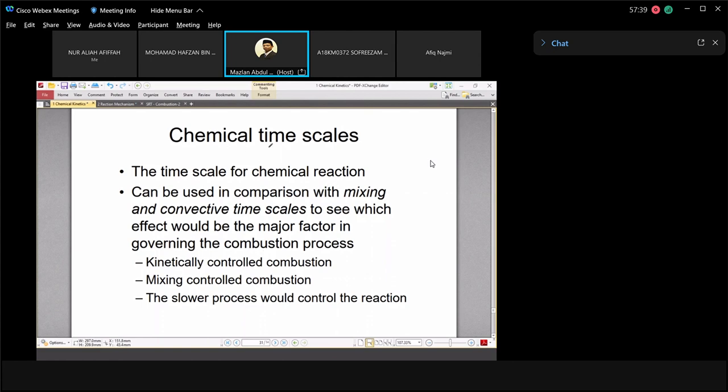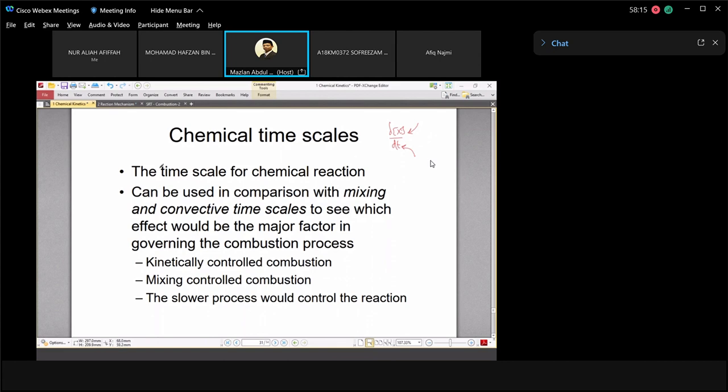Chemical time scale. There are two: one is in terms of concentration, the other one is time, because you see this d of concentration, let's say X, over dt. This is concentration, this is time. So far we always talk about steady state, meaning time is not important. But actually time is important, right? It is a time scale.